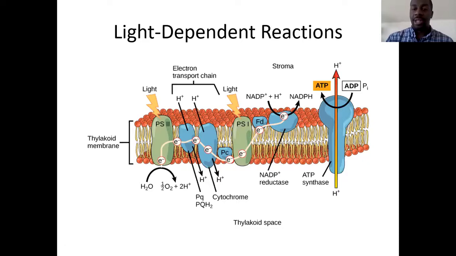All right, any questions on the light dependent reactions before we get into the Calvin cycle? No questions, okay. All right, cool.